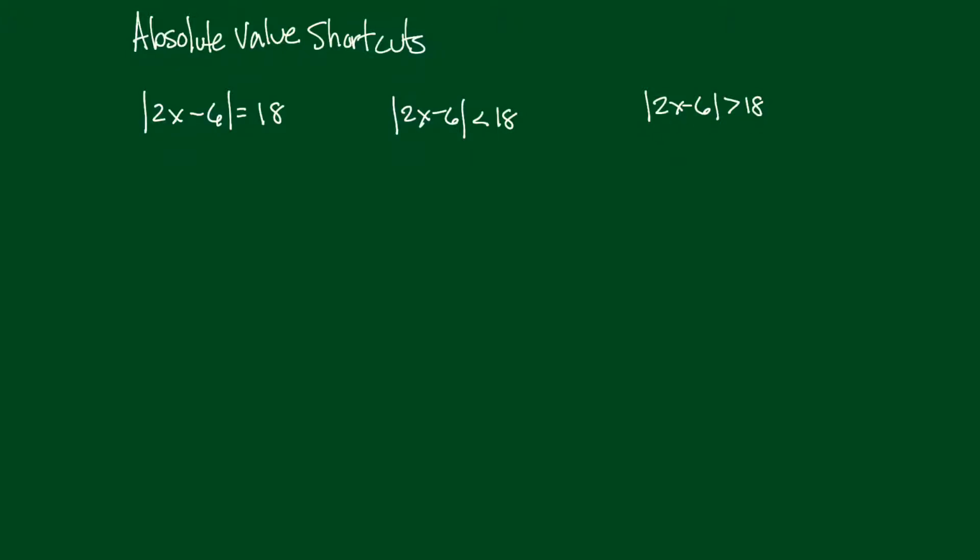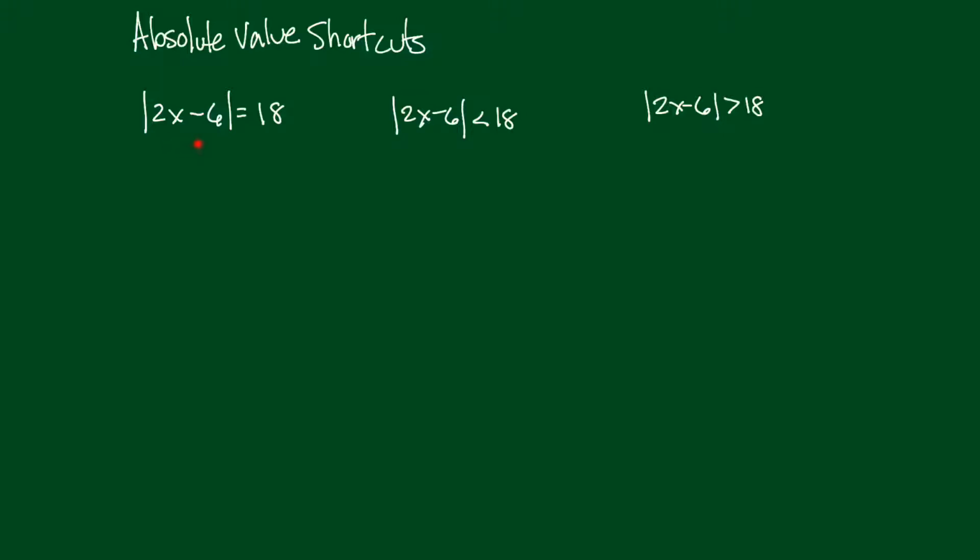So we're going to go like this. I'm going to skip a few things here. And what I'm saying here is, in the first one, the distance between the number 2x minus 6 and 0 on the number line is 18 units. So I'm just going to kind of talk my way through this one and then just draw the graph and see where the shortcut comes from.